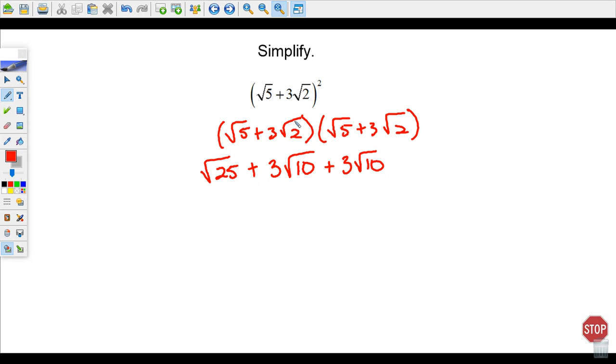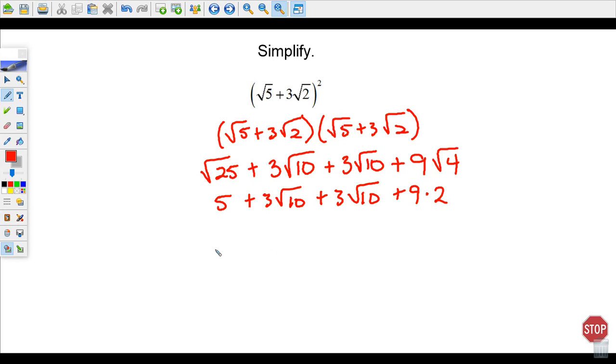And then 3 radical 2 times 3 radical 2 is positive. 3 times 3 would be 9. Radical 2 times radical 2 would be radical 4. And now we simplify. Radical 25, that is 5. Plus 3 radical 10, just copy everything else down. I know I can also simplify radical 4. That's just 2, so that's 9 times 2.